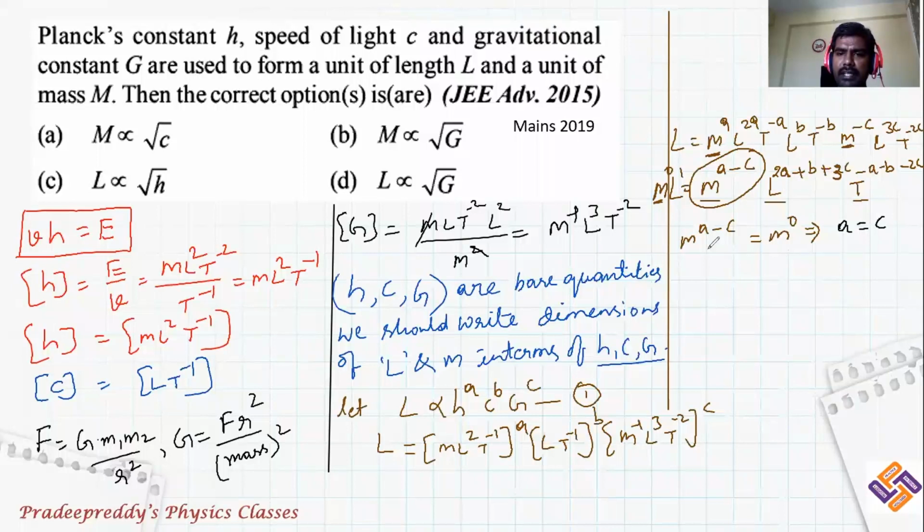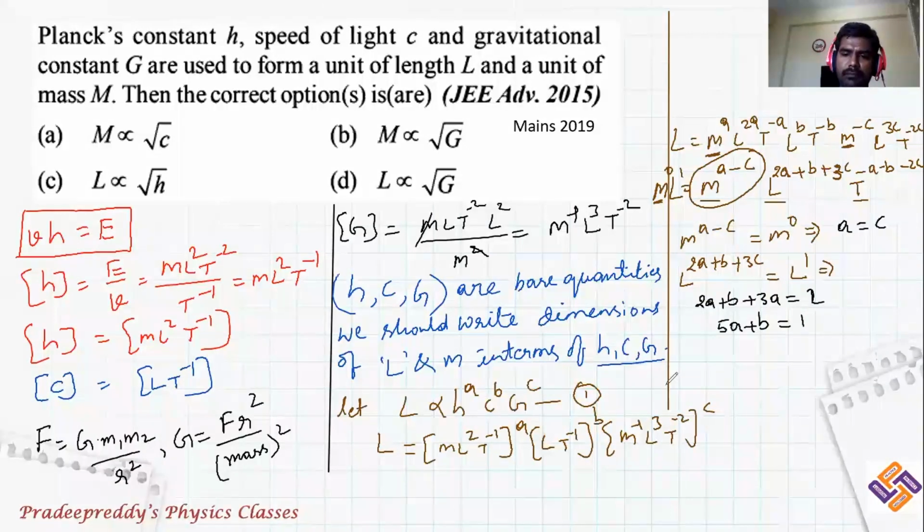Now coming to next, length. L^(2A+B+3C) is equal to L^1, since on the left hand side you have L power 1. I am equating it to L^1. This gives you 2A plus B plus 3C is equal to 1. See, A is equal to C, so I'll write this as 2A plus B plus 3A is equal to 1. That is 2A plus 3A, 5A plus B is equal to 1. This is one expression we have got.